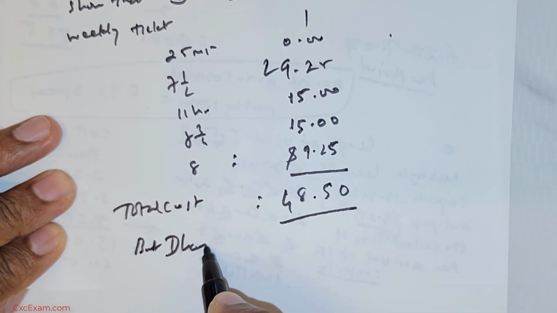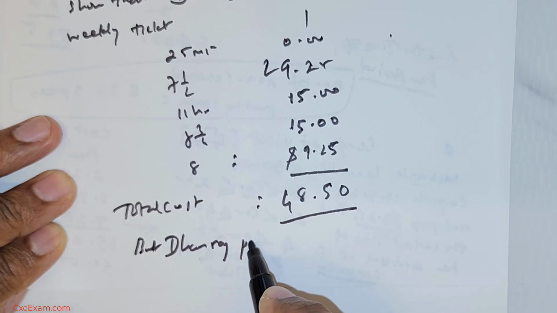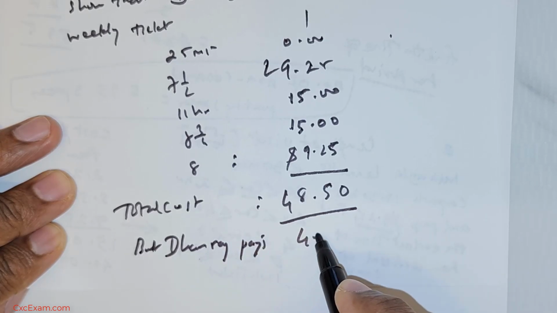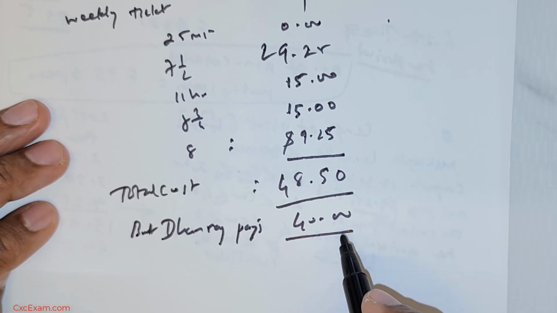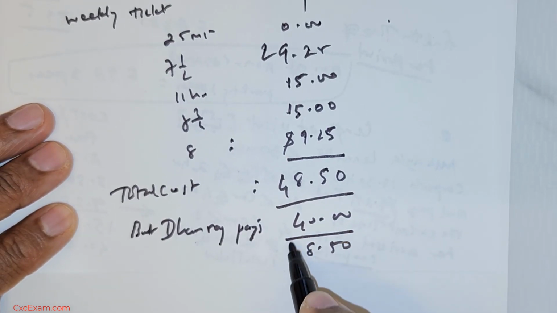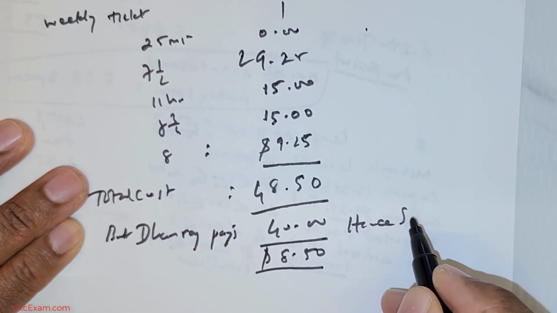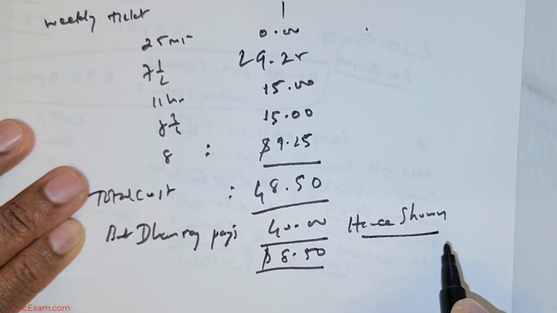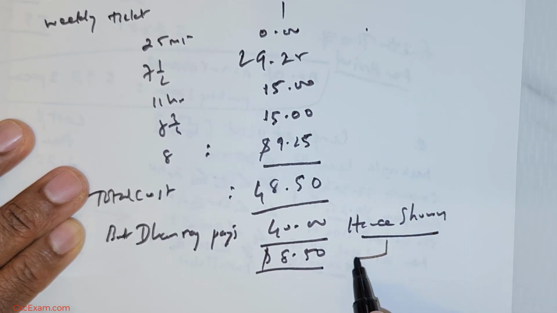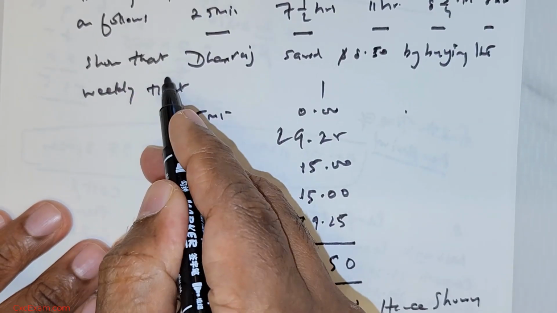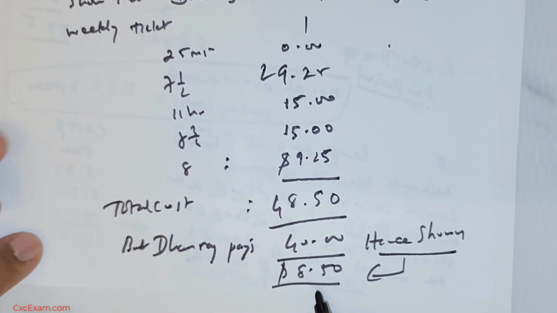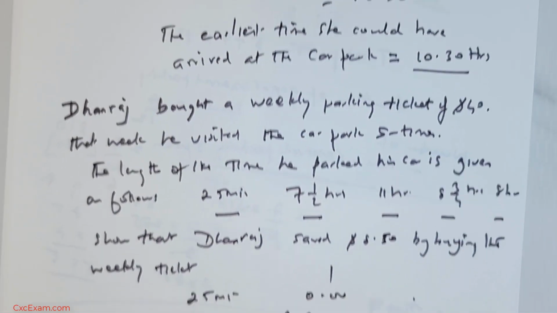But what is the amount Dhanraj pays? He pays only $40. So you subtract, and what do you get? $8.50. So they are asking us to show, and you can say hence shown. This statement is imperative. You need to write it because that is exactly what they are asking us, and that's exactly what we have done. So that is the conclusion for this question. So let's move on.